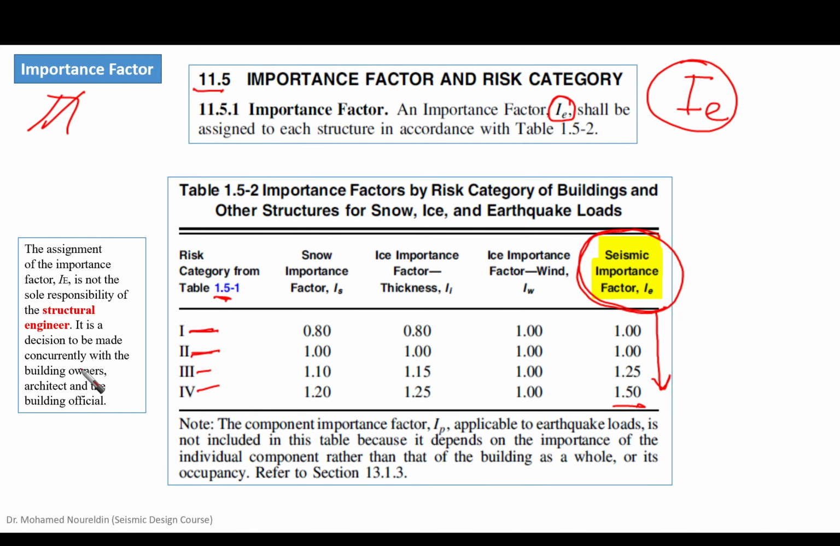It is a decision to be made concurrently with the building owners, architect, and the building officials. Okay, so we need to be careful. Maybe we cannot decide it directly. We need to have the help from officials, building officials, and architect, and maybe the owner.